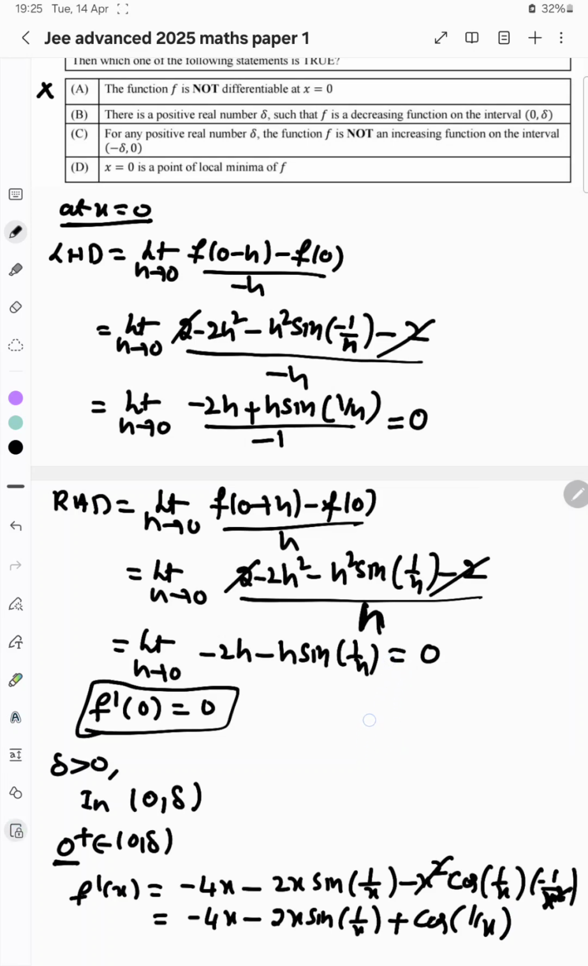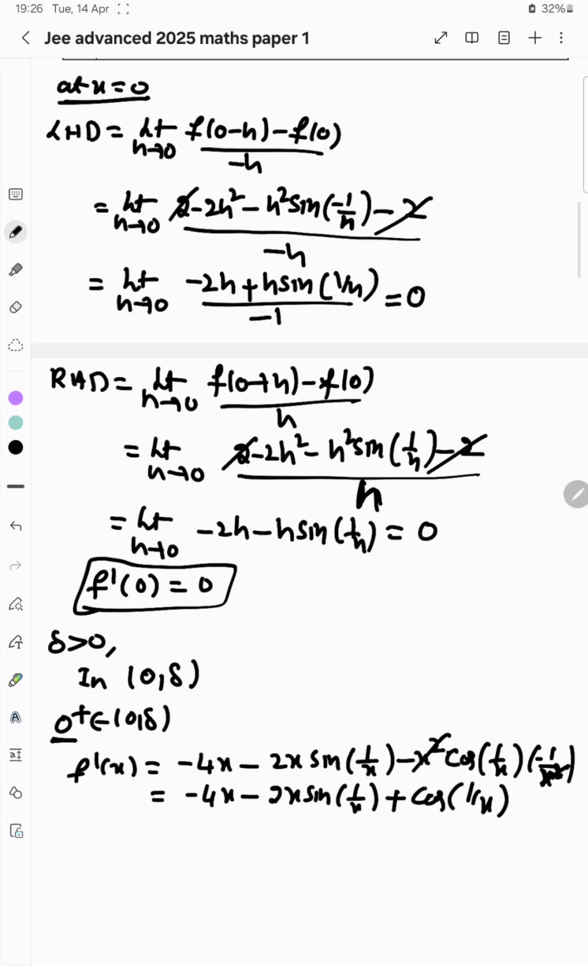Next, now see here, it is f dash of x, right? Now we are checking what happens when you substitute 0 plus here. When you substitute the f dash of 0 plus value, don't think it is the right hand derivative at x equal to 0. It means exactly whenever you are taking the interval 0 to delta, 0 plus is there. At this point exactly I am checking the derivative.